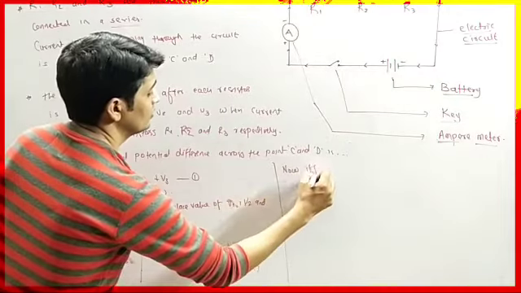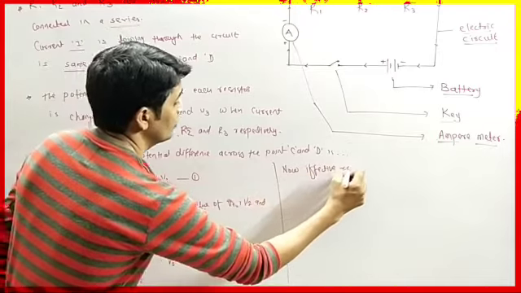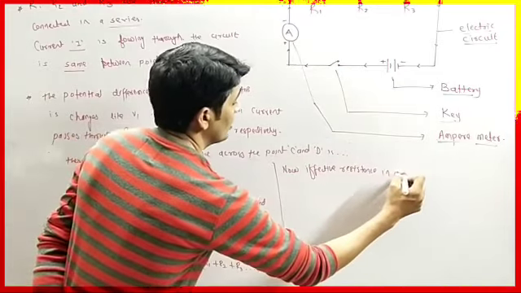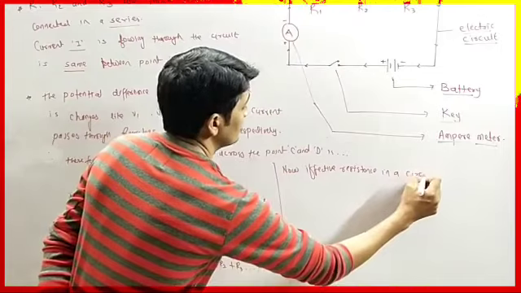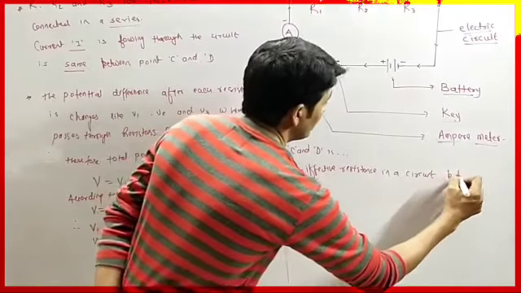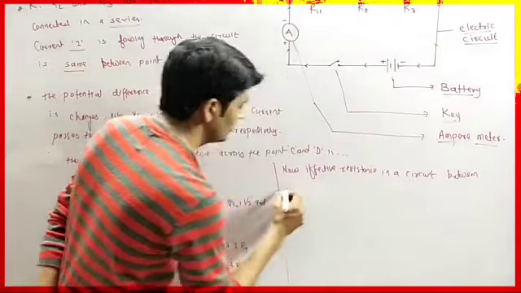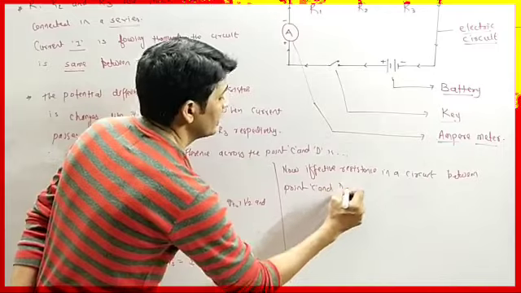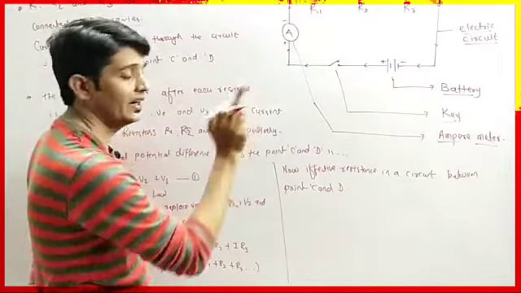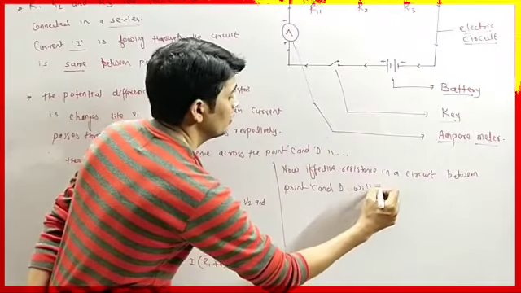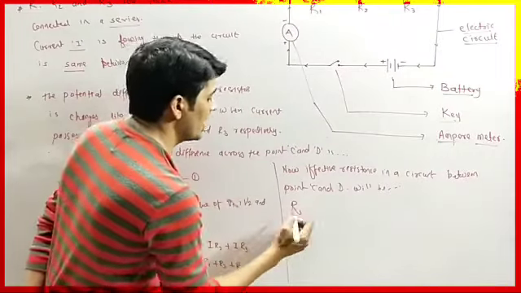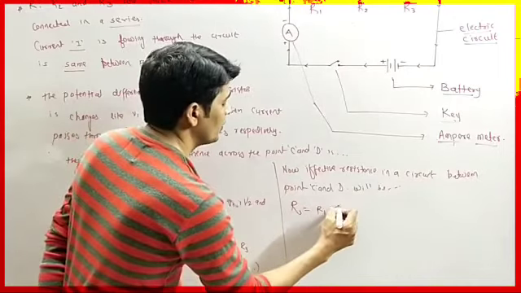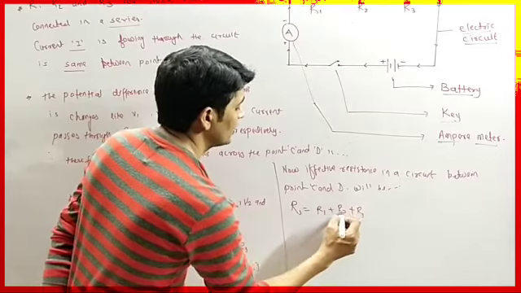Now, effective resistance in a circuit between point C and D. So effective resistance between point C and D will be RS. RS is resistance in a series, equals R1 plus R2 plus R3 and so on.